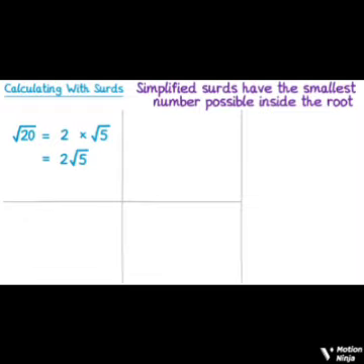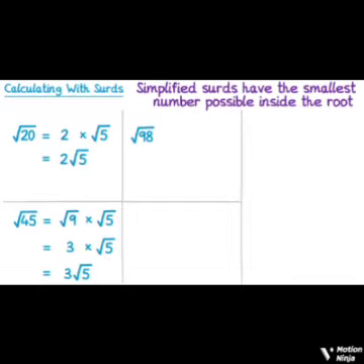Let's have a look at another example, this time the square root of 45. This could be split into the square root of 9 times the square root of 5, and the square root of 9 is just 3, so this is 3 times the square root of 5, or 3 root 5. So when simplifying surds, you're looking for a factor pair, but you want to make sure that one of them's a square number. Let's have a look at the square root of 98.